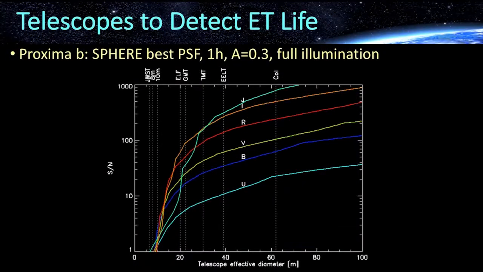So now with this signal to noise, which I said is 100 or 200, when we are successful, how large should telescopes be, first of all to resolve this system, and second to actually collect enough signal to noise? This calculation is shown for Proxima b with the best coronagraph performance at SPHERE at the VLT, for 1 hour integration time at full illumination and average albedo 1.3. With all these parameters, we see that we need a telescope of 20-meter size or larger.